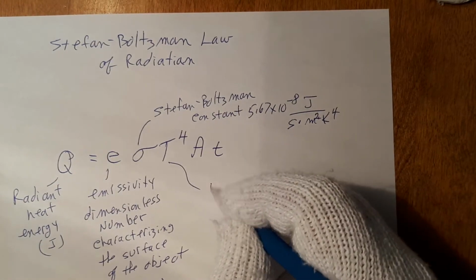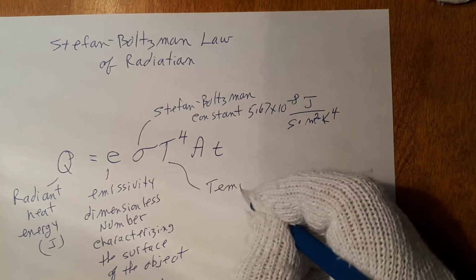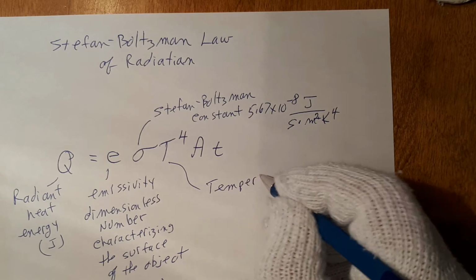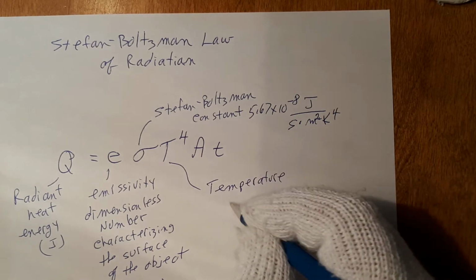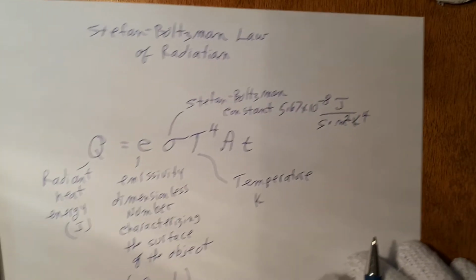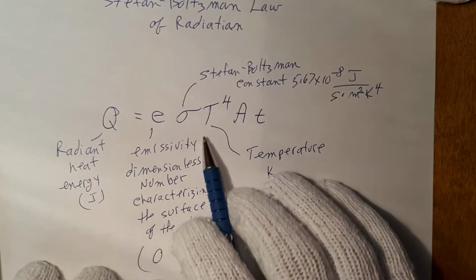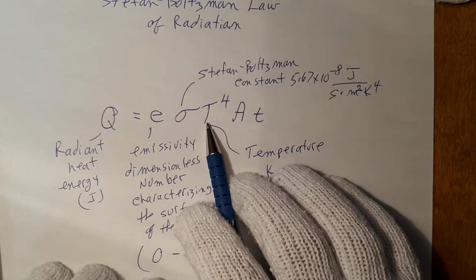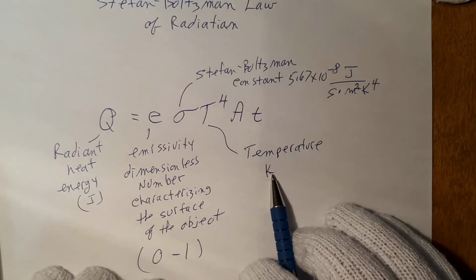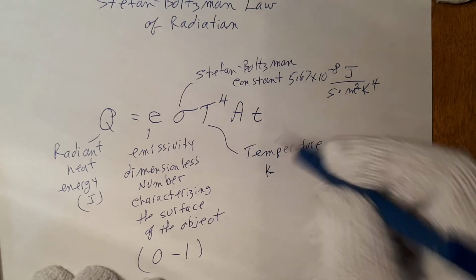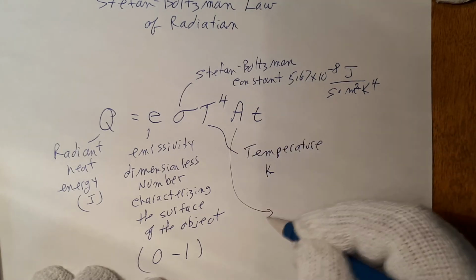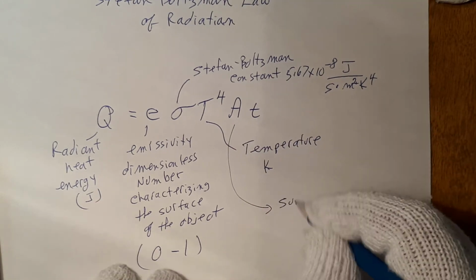T is temperature, surface temperature in Kelvin. In this particular case, we don't have a delta T, so it has to be in Kelvin. That is the go-to unit for temperature. A, and I'm going to go down here. This is the surface area.